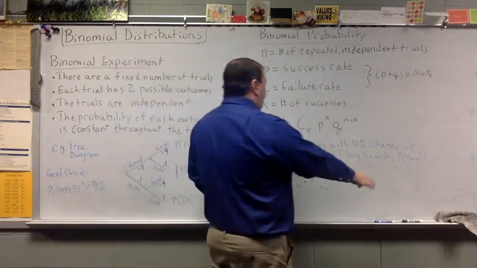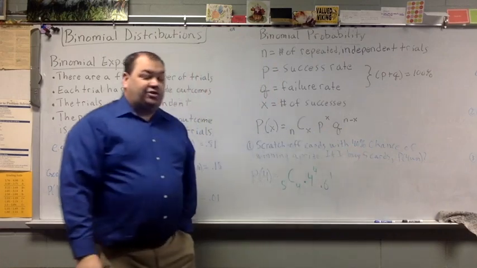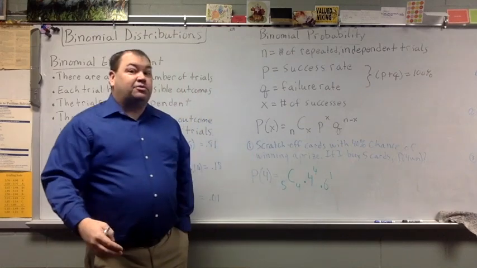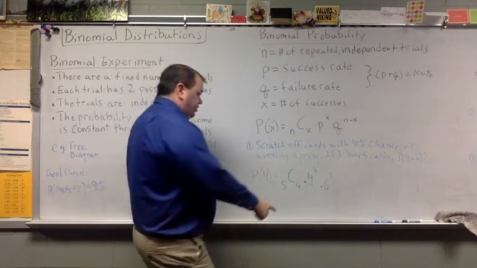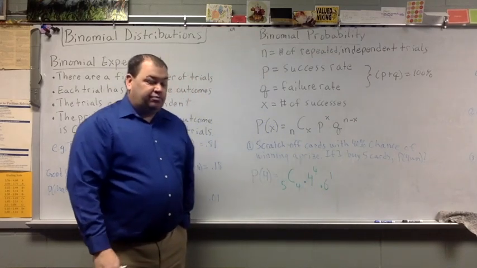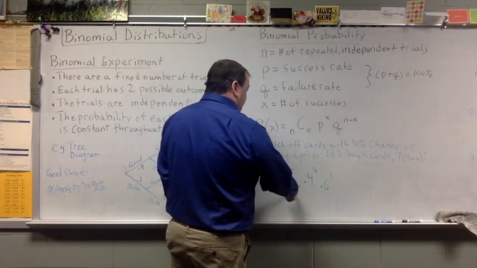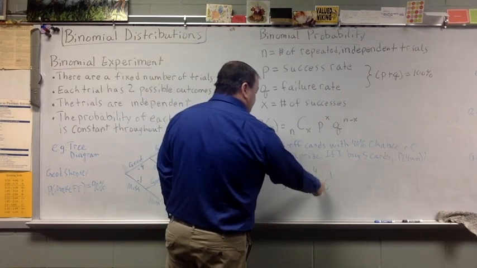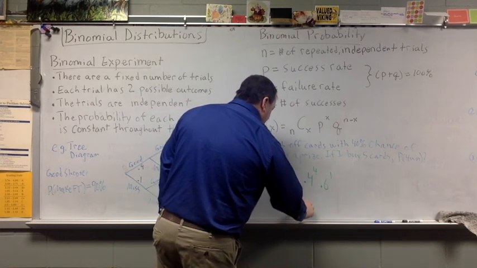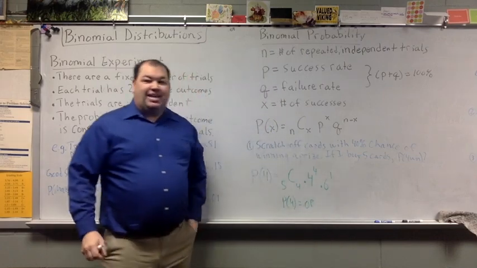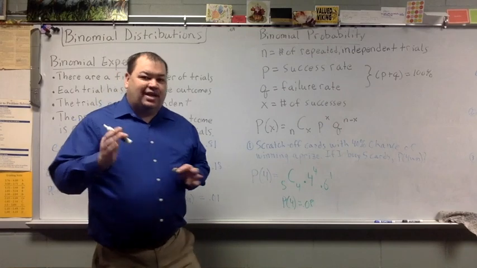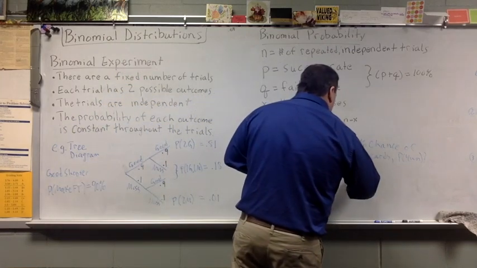If any of these numbers change, if all of a sudden I buy cards that only have a 20% chance of winning, this becomes 20, this becomes 80, and it's going to change my answer. If I only wanted 3 winners, 5 choose 3, that means there's 3 winners and 2 losers. If I calculate this out, 5 choose 4, multiply by 0.4 to the 4th, times 0.6 to the 1st, my probability of getting 4 winners, 0.08, 8%.